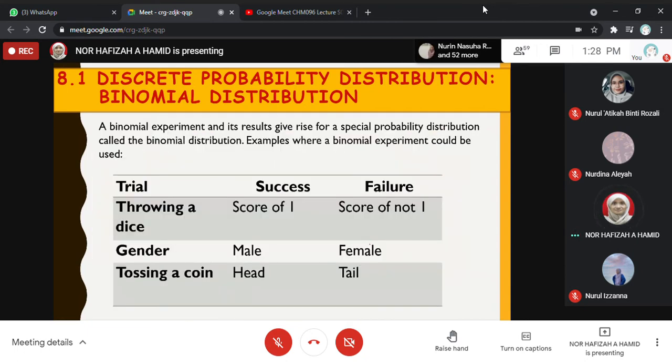Okay, so yang ni example of the trials where binomial experiment could be used. Okay, so untuk yang first, throwing a dice. Okay, success dia example dia nak score of 1. So failure score of not 1. Okay, gender, you are the male and female. And tossing a coin, we have head and tail. So kalau tengok kat sini semua dia punya outcomes dia ada 2 je. Okay, dia tak boleh more than 2 outcomes.